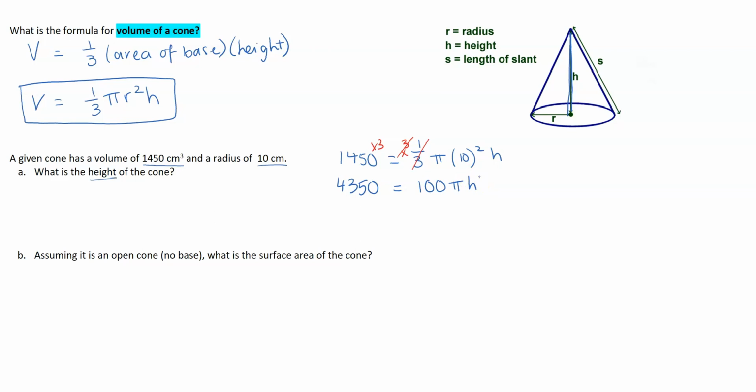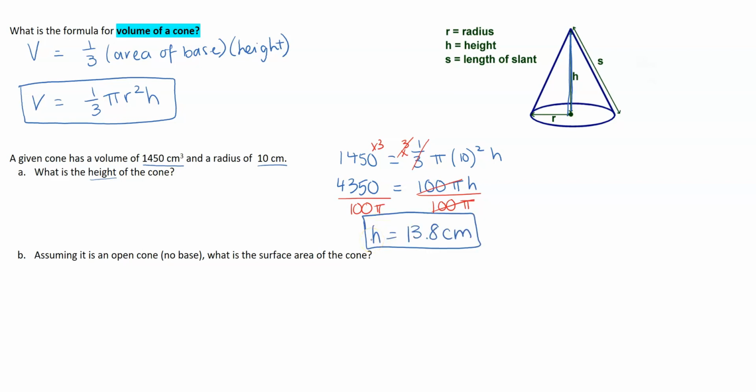Now I'm trying to solve for h, so that's a variable I'm going to isolate for. So I'm going to divide both sides by 100 pi. And that will leave me with just h on the right-hand side. So if I cancel those two out, I now have 4,350 divided by 100 pi. I'm going to put that into my calculator to get my height. And in this case here, I get a height of 13.8 centimeters.